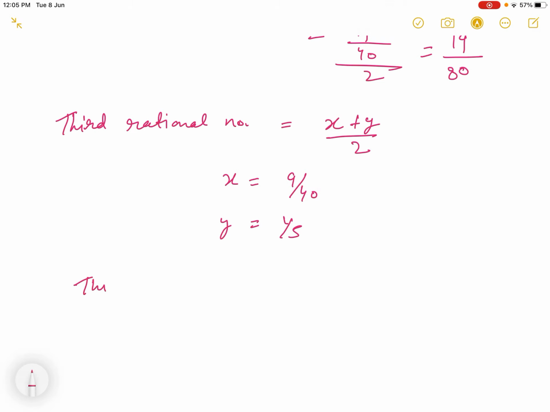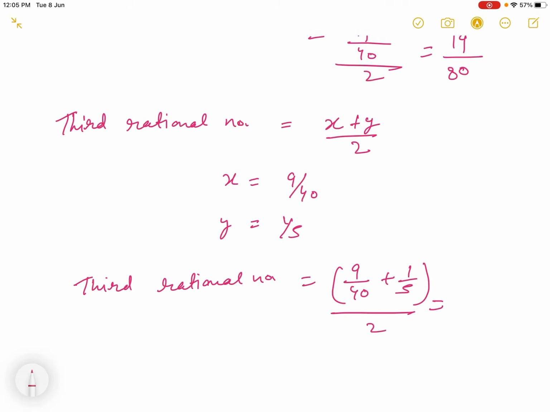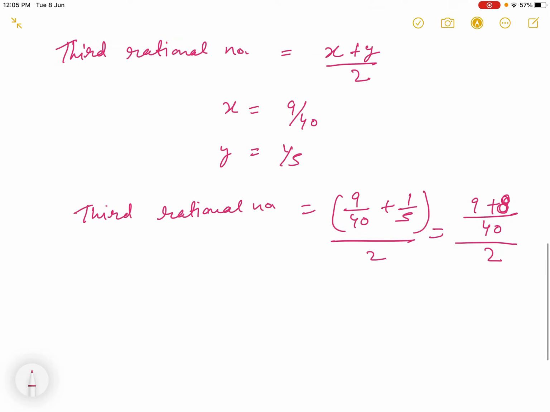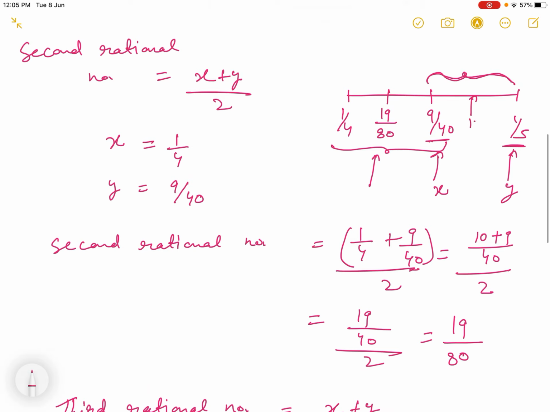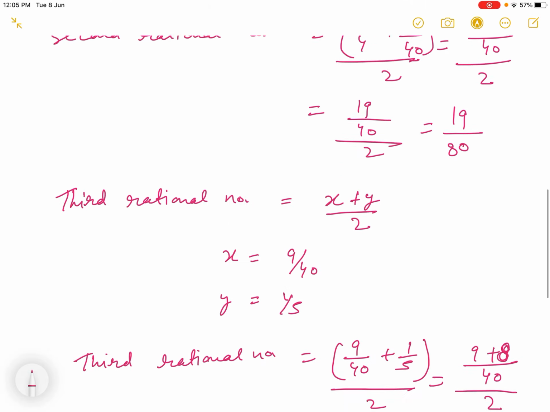So the third rational number would be 9 by 40 plus 1 by 5, divided by 2. Again we will take the LCM of these two numbers. We will get 40, 9, 5, 8, and divide by 2. What we will have is 17 by 40 divided by 2, which is 17 by 80. So the third rational number in between would be 17 by 80.